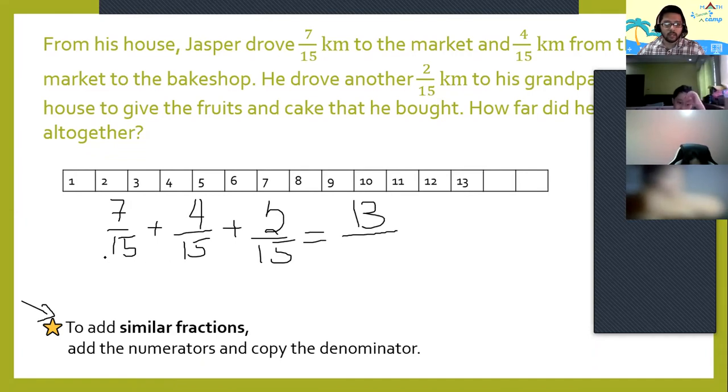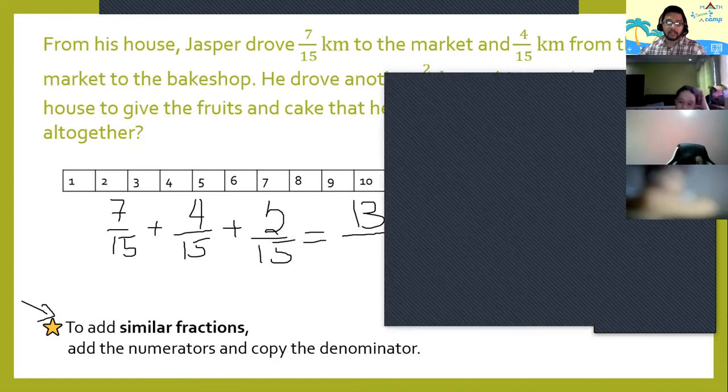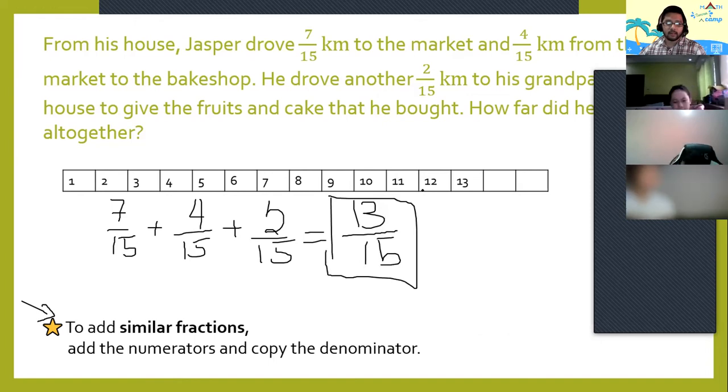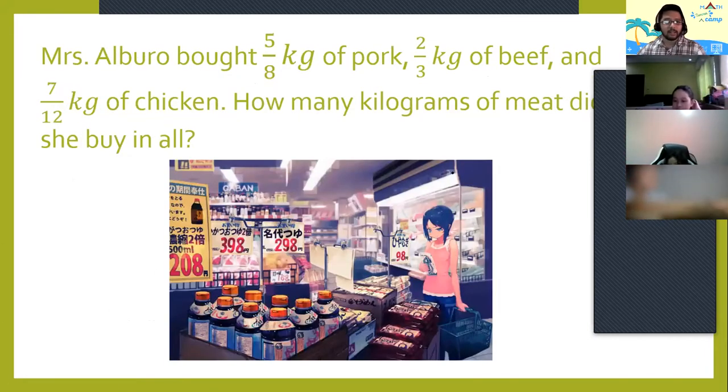And then what do we do with the denominator? Do we also add the denominator? Copy. Yeah, exactly. You just copy it. 15. So, yun. Kaya yan yung sagot ni Santi. 13 over 15. Well done, Santi. Ang bilis. Very impressive. Okay, next.